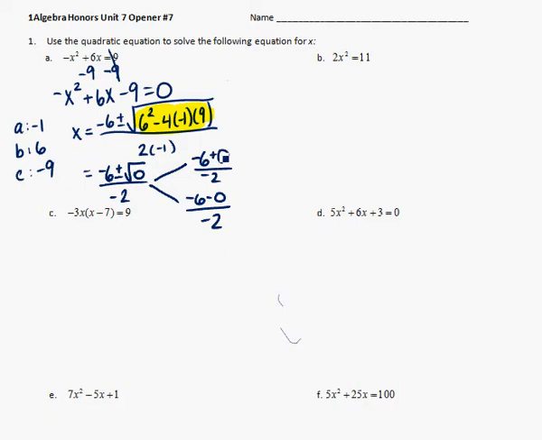Well, -6 plus 0 is -6, divided by -2 is 3. -6 minus 0 is also -6, divided by -2 is also 3. So what we see here is we actually only get one unique solution. x is just equal to 3.